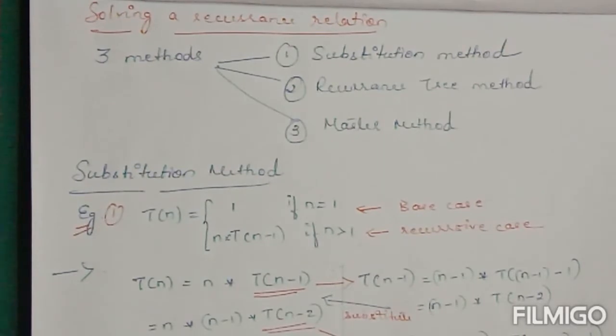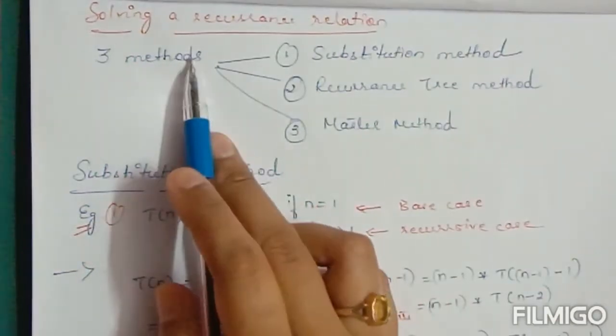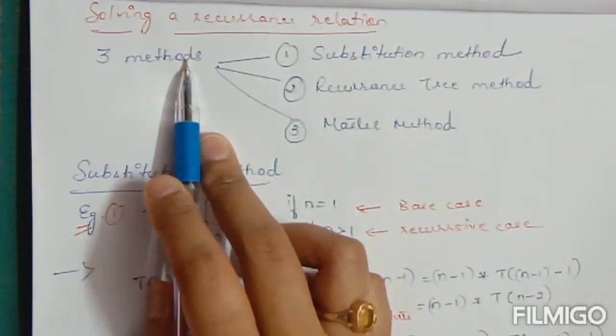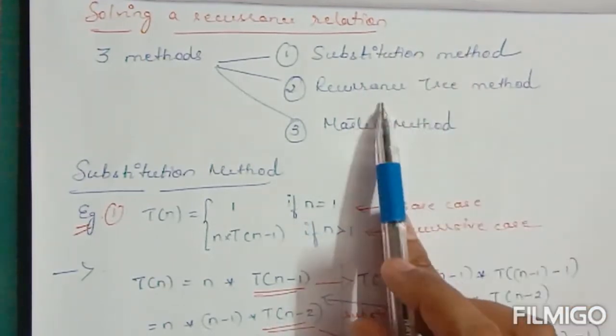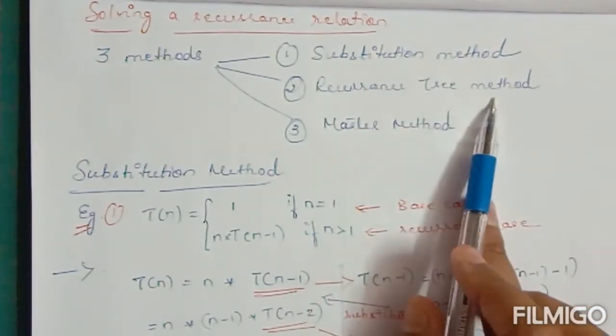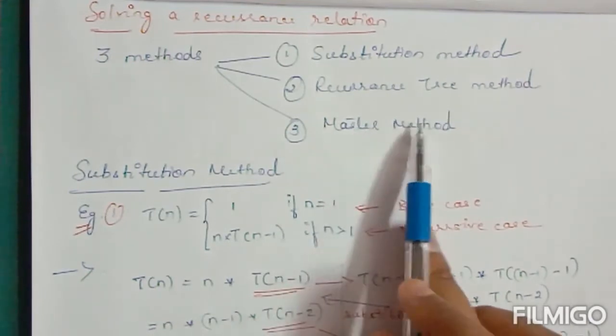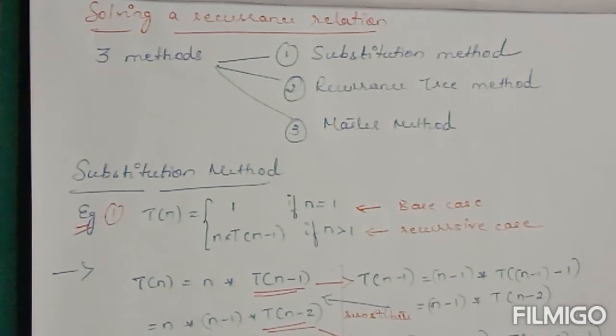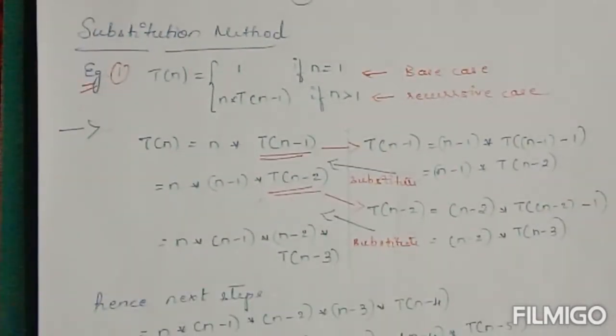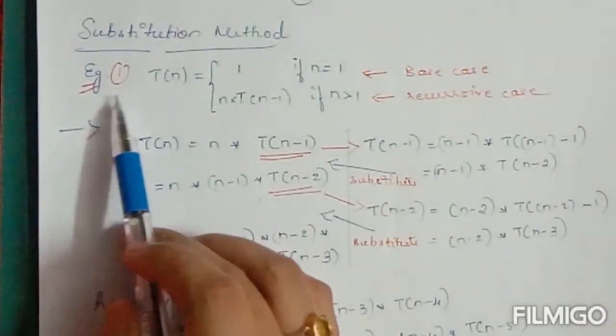So now we will see how you can solve such a recursive relation. We have 3 methods in which we can solve a recursive relation. The first one is called the substitution method. The other one is the recurrence tree method, and the other is the master method. So we will see the substitution method in this video. So we'll take an example here.